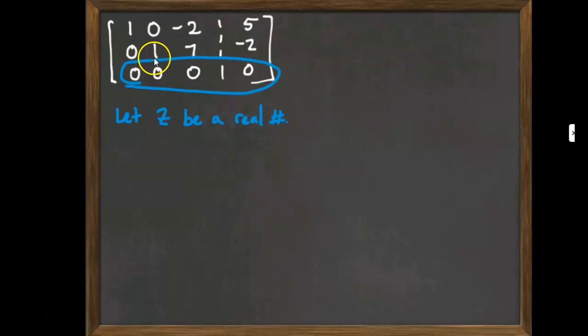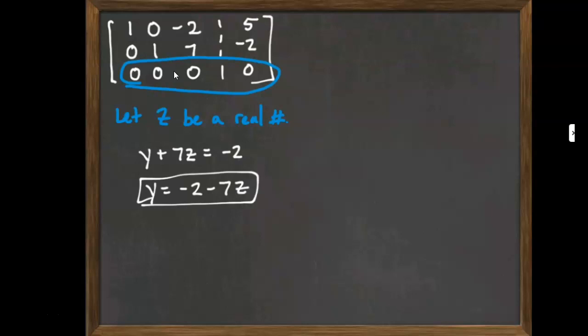So when we go back to row 2 now, we know that y plus 7z equals -2. And then we can solve that equation very quickly for y. Just bring the 7z over. Now we get y is -2 minus 7z.